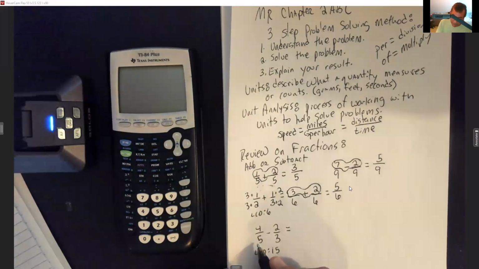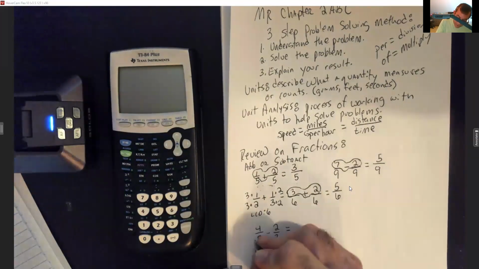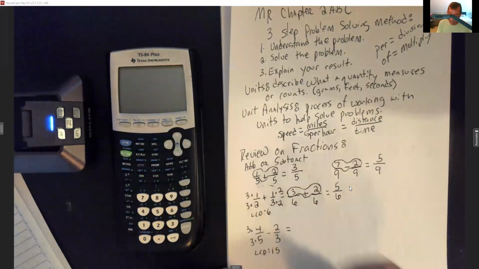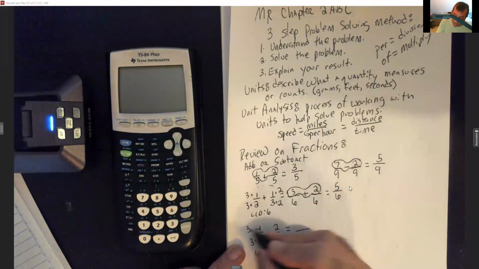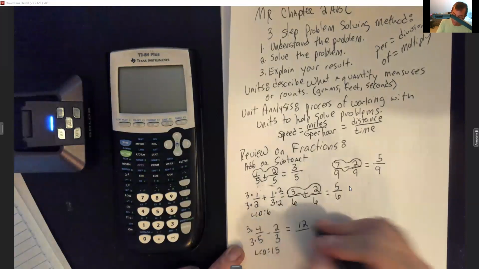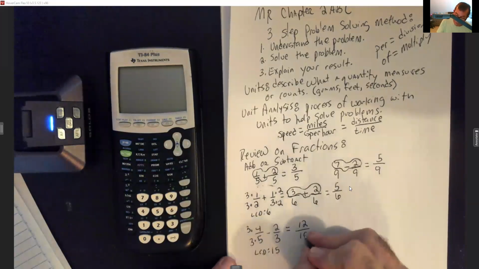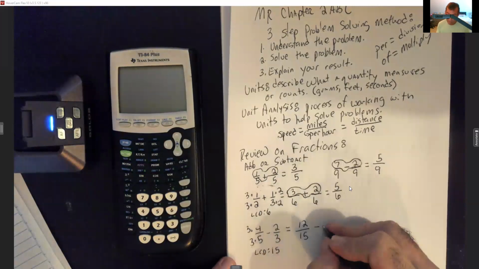So since the first one had a 5, we'd multiply top and bottom by a 3. That way the bottom has a 15. The top, 3 times 4 is 12. Bottom, 3 times 5 is 15. That's going to be minus my next fraction.